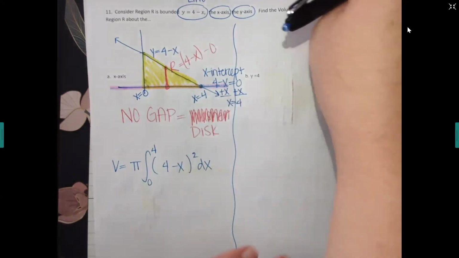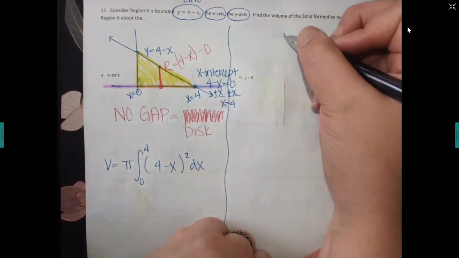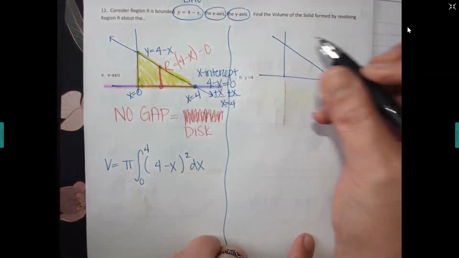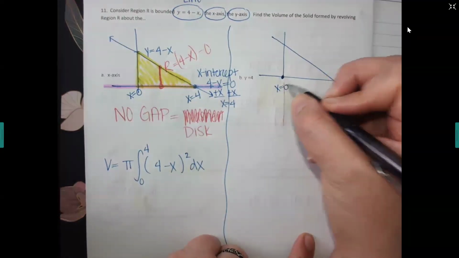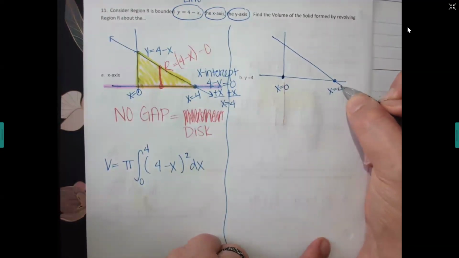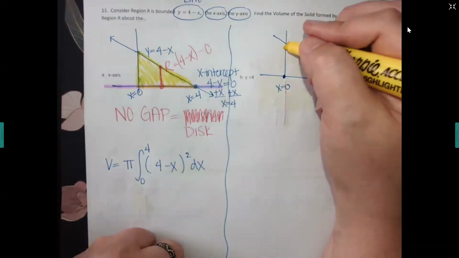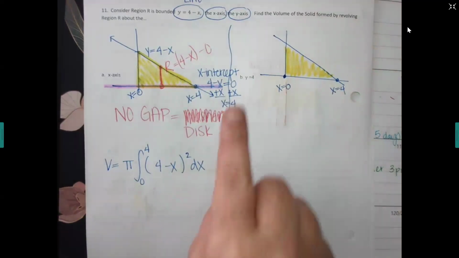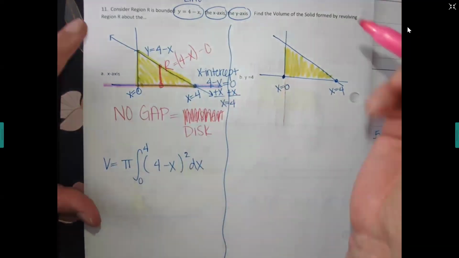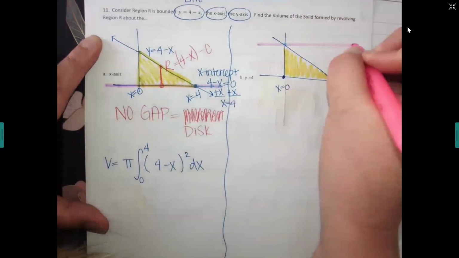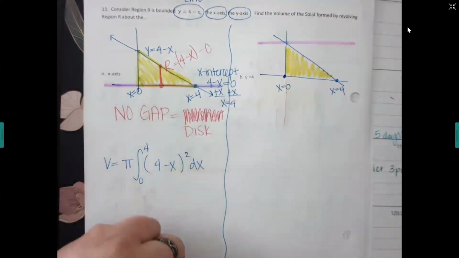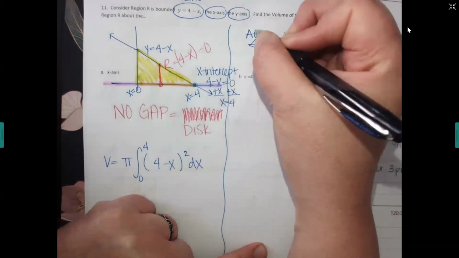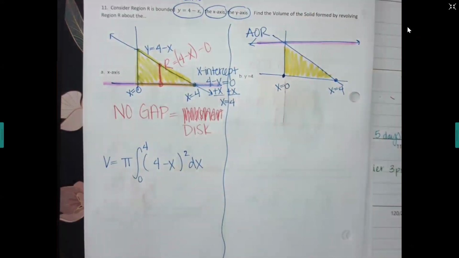Now, let's say same region, but we're going to switch what we're rotating it around. So I'm going to do a quick sketch of the same region, but now we're going to rotate around y equals 4. So we already know this is 0. We already know this is 4. Okay, but if I'm rotating around y equals 4, that means my axis of rotation is up here. Remember, that's called the AOR.